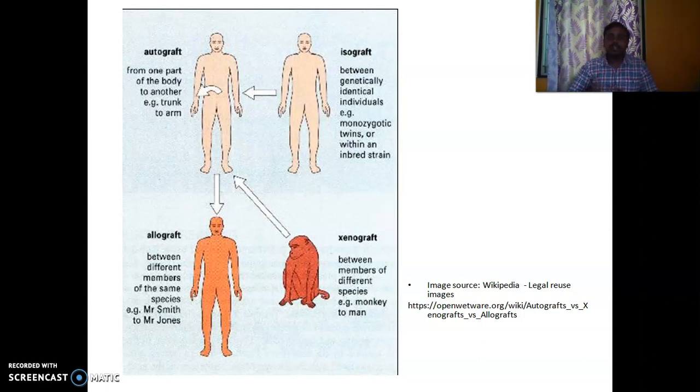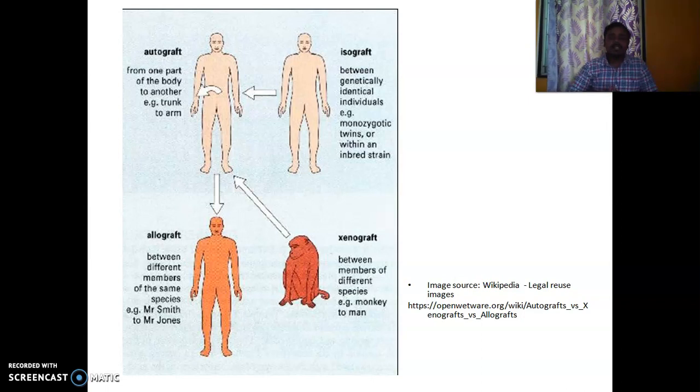For example, when there is an acid burn or an injury on your face, you can take some amount of tissue from your thigh region or from your arms and replace it on your face. So this process of transfer of tissues or cells from one part of the body to another part of the same person is called autograft. The second method, isograft: here, if we do the transplantation between genetically identical individuals, it's called isograft. Genetically identical individuals refer to monozygotic twins or people within an inbred strain.